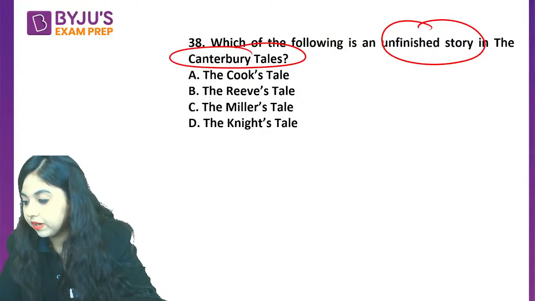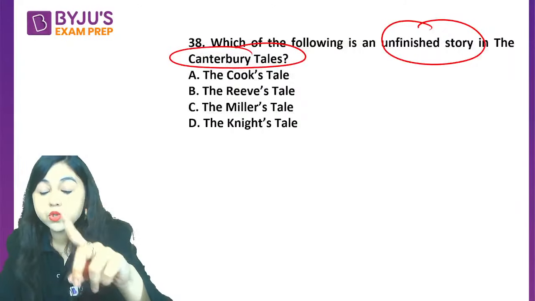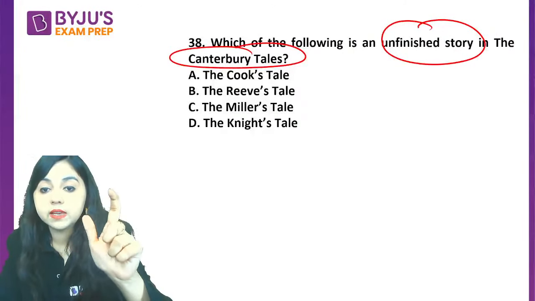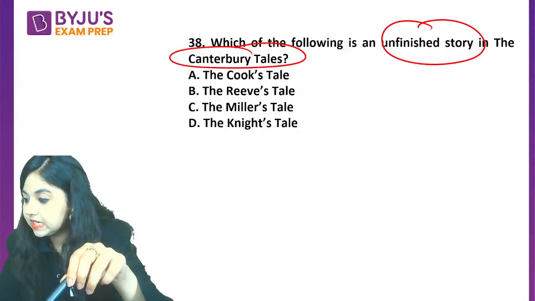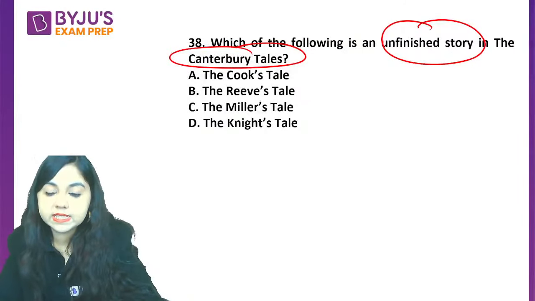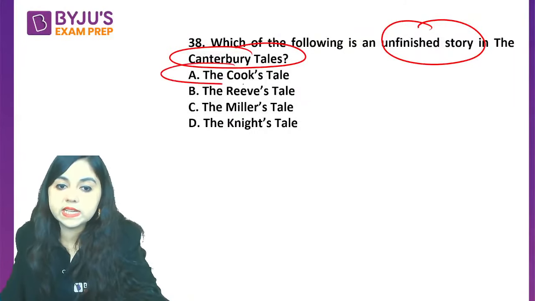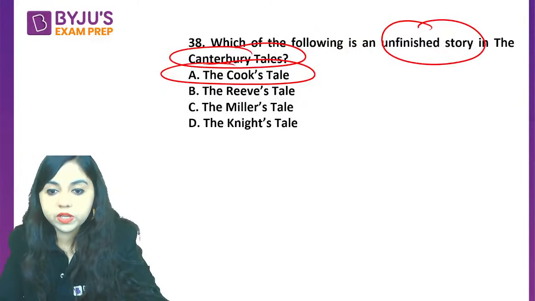Yes, absolutely right, Shalini. Philip Larkin is also writing Annus Mirabilis, because postmodernism is also associated with the element of intertextuality. Absolutely right. Yes, Cook's Tale is the right answer. So please remember that Cook's Tale is the unfinished story that we are able to look at.